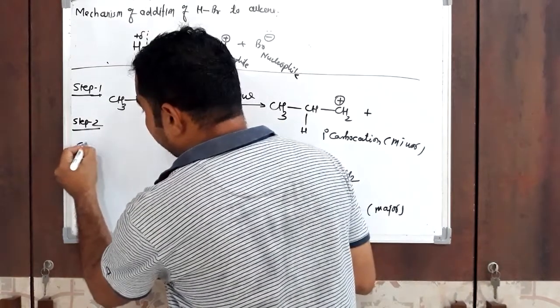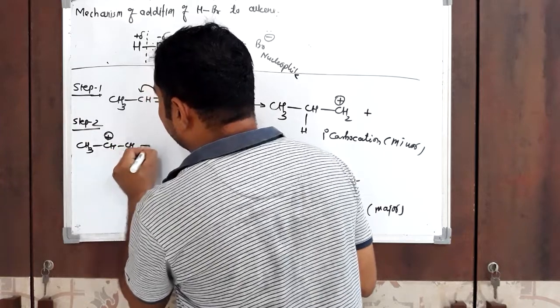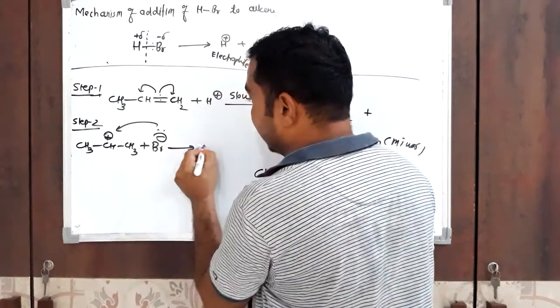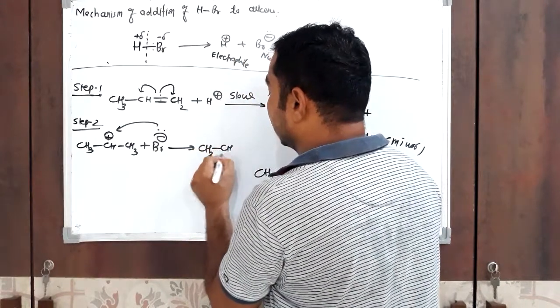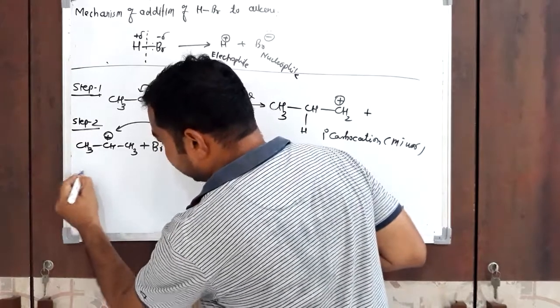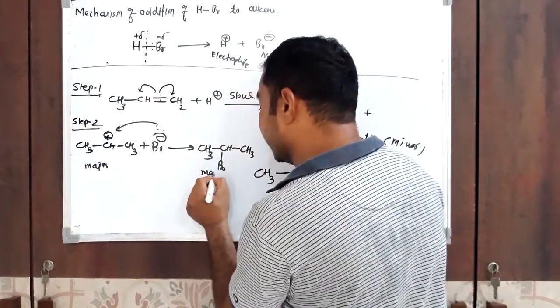First, if this secondary carbocation reacts with Br minus, it will attach and form 2-bromopropane. And this is major, therefore this product is also major.